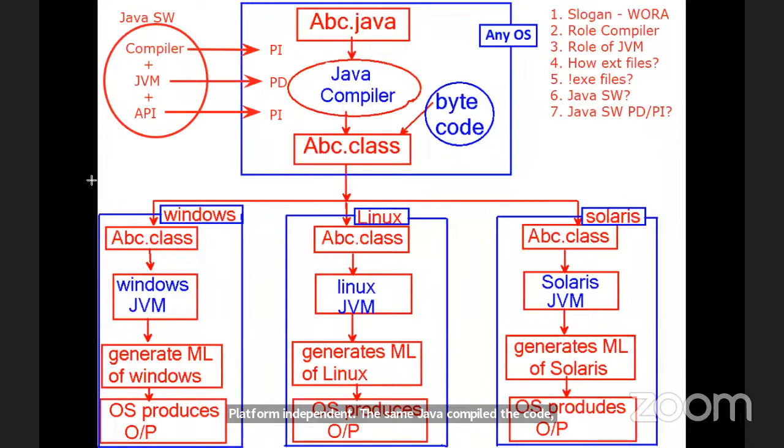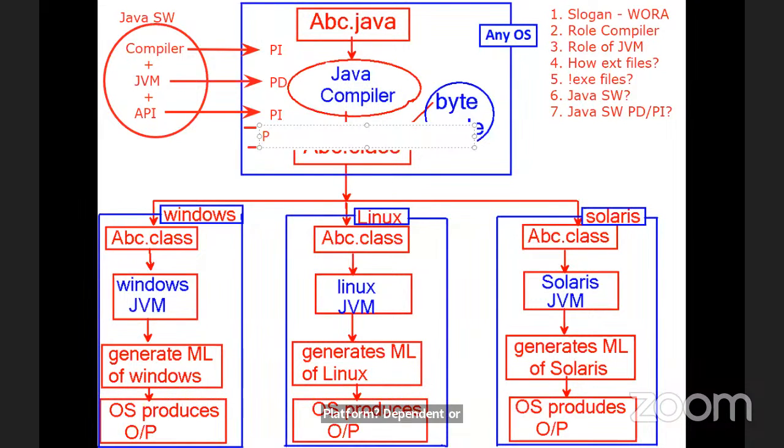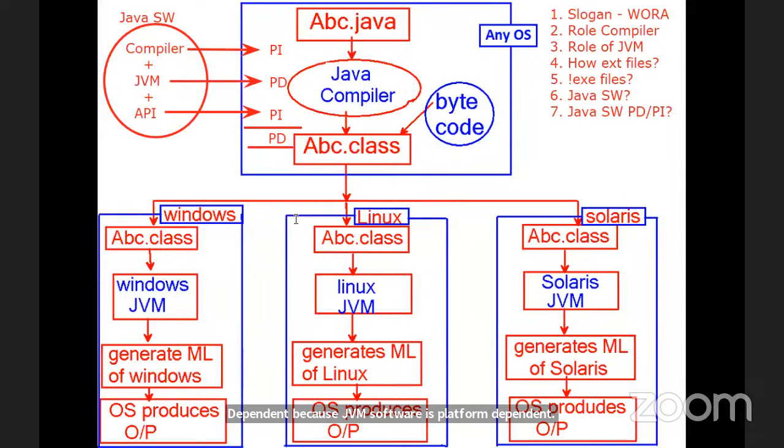With this conclusion point, you tell me, is Java software platform dependent or platform independent? Dependent, because JVM software is platform dependent. Java software is platform dependent because JVM is platform dependent.